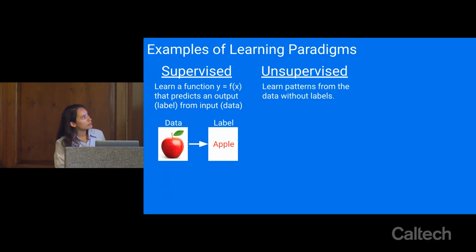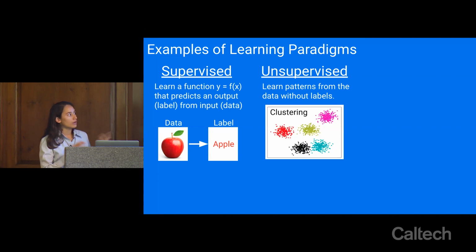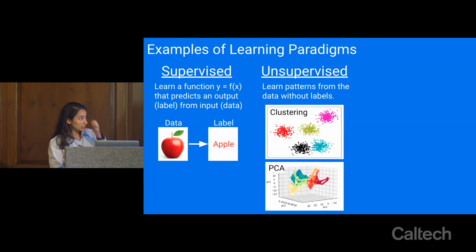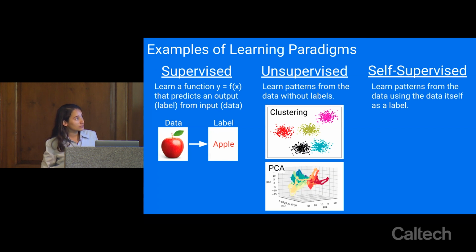All right, another type of learning is unsupervised. So this would be learning patterns from the data when you don't necessarily have the labels accessible to you. And so clustering is an example of this. Another example of this is principal components analysis. The next category, there's some debate about how it falls and how it should be termed, but it's self-supervised. And so that's when you learn patterns from the data using the data itself as a label.